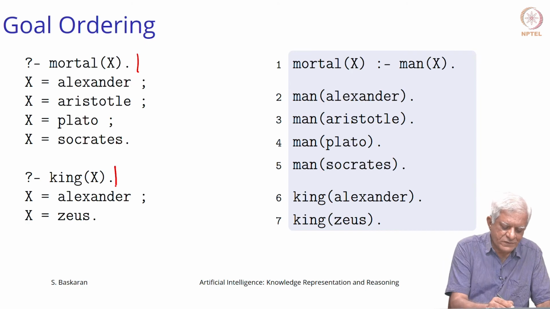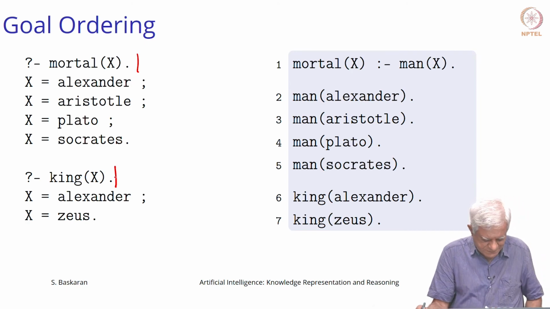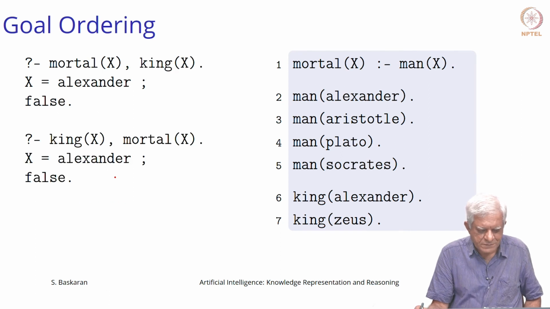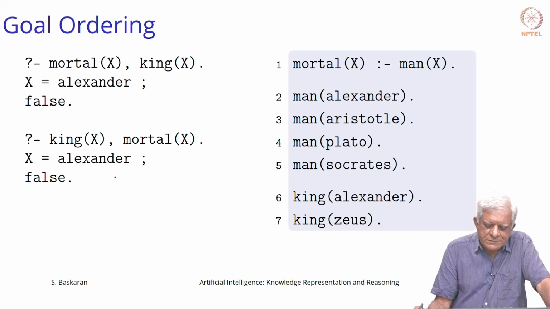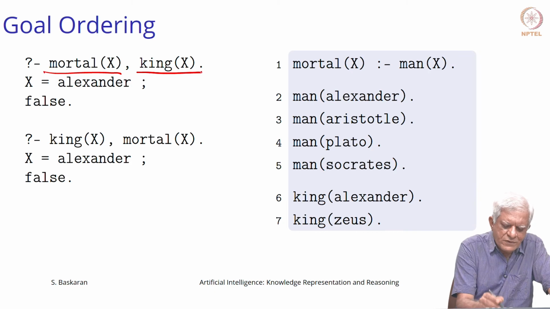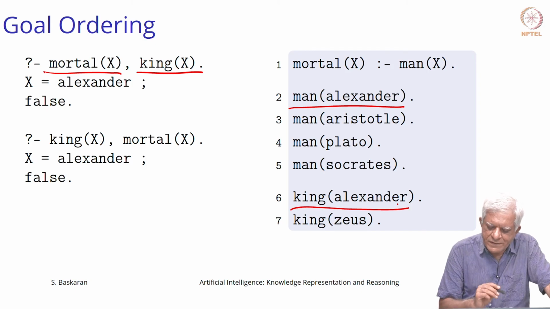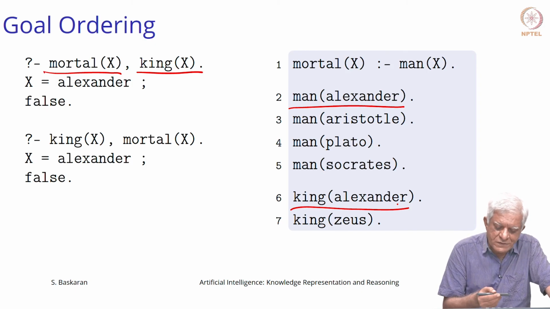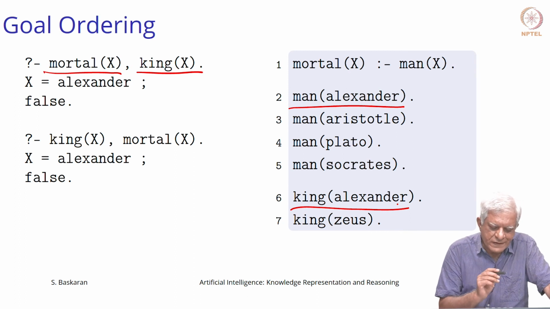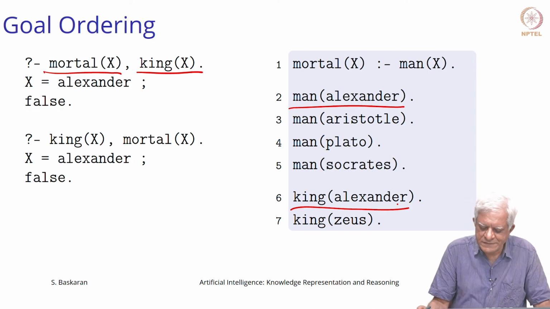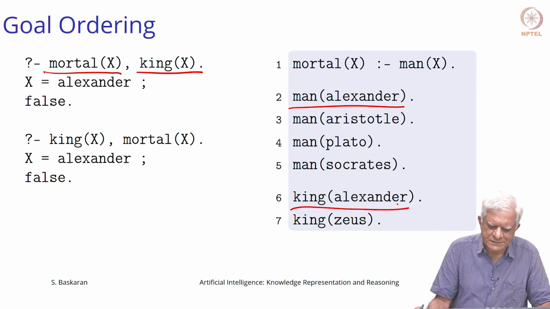If you ask, is there someone who is a king? Again, it will give you two answers. If you ask a query that is there someone who is mortal and who is also a king. So, we have Alexander is mortal, Alexander is king. Then irrespective of the order in which you give this query, mortal first and king afterwards, Prolog will do your job for you and tell you that yes, Alexander is such a person, and it will also tell you that there is no other such person.